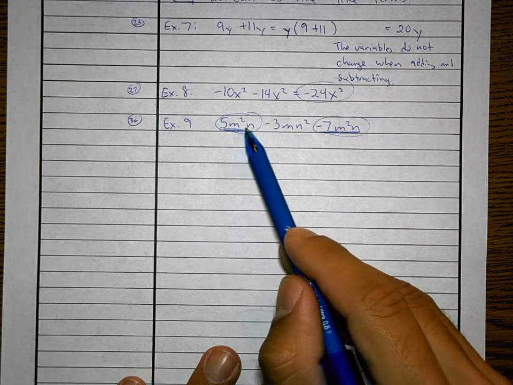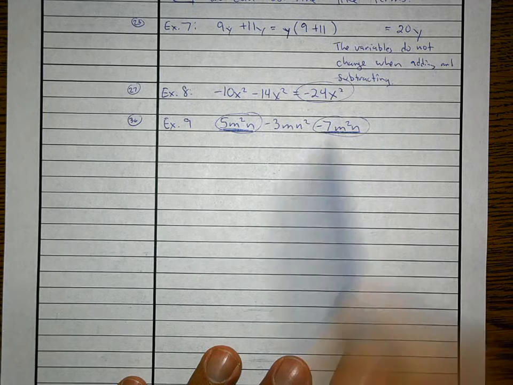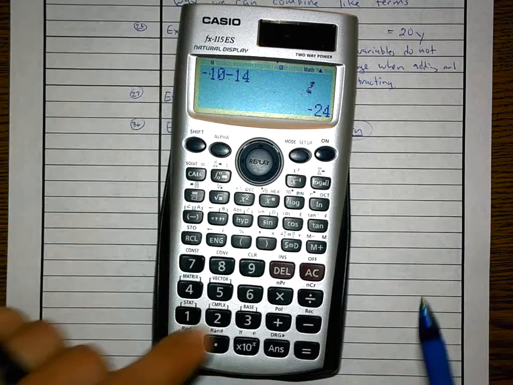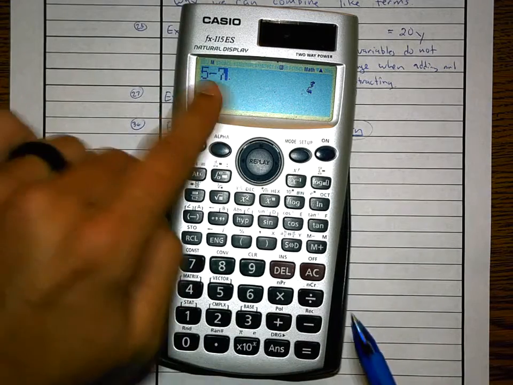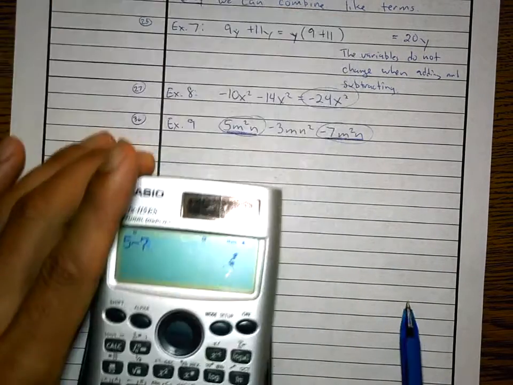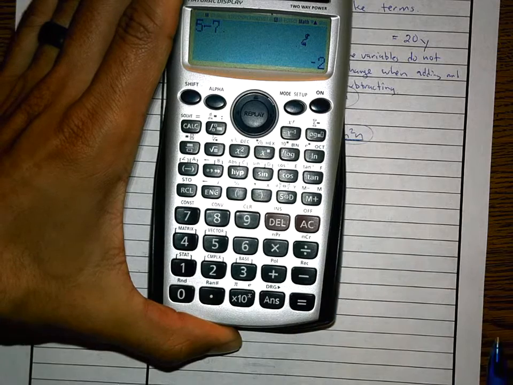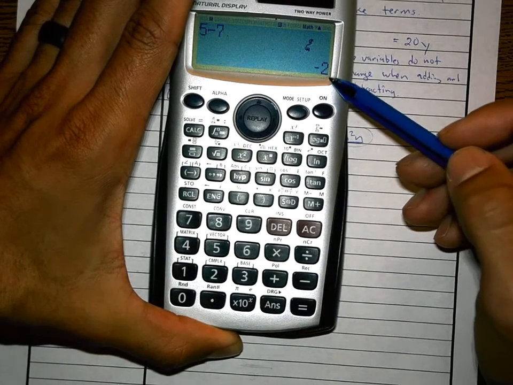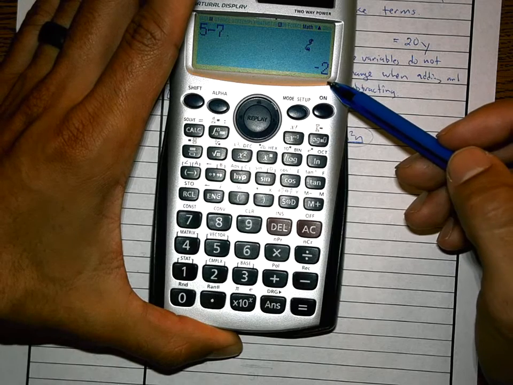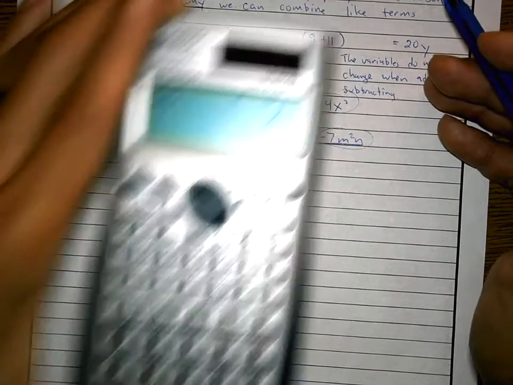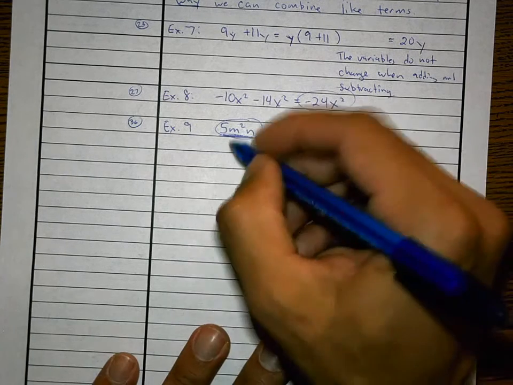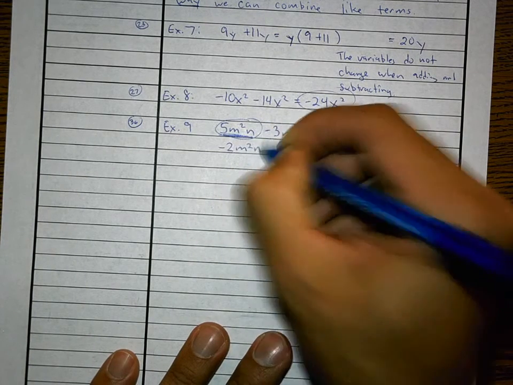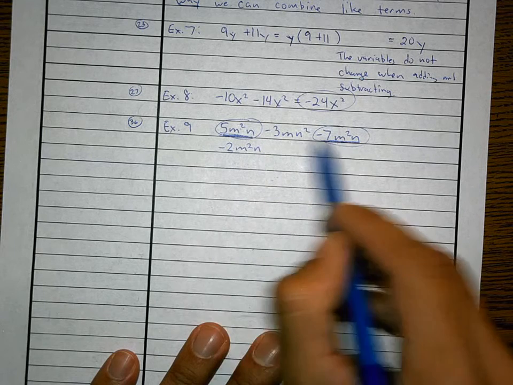5m squared n minus 7m squared n. I hope you know what that is. But if you're not sure, you can always use your calculator. 5 minus 7. And I encourage you, if you are not good with negatives and positives, some of you miss questions because you got the negatives and positives wrong. Use the calculator to double check. These two together make negative 2m squared n. They do not change.